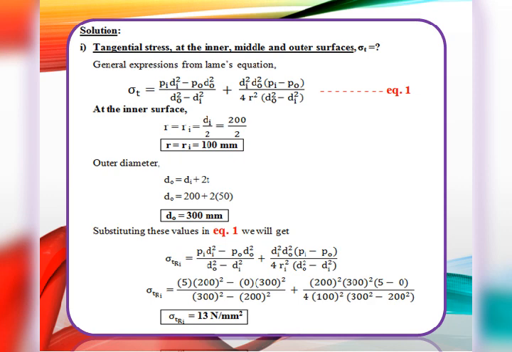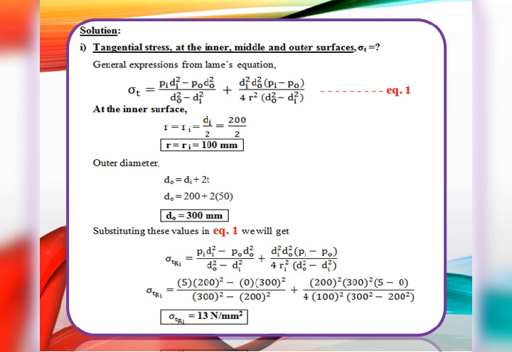Next, substituting these values in equation number 1, we will get (Pi di square minus P naught d naught square) divided by (d naught square minus di square), plus di square into d naught square into (Pi minus P naught) divided by 4 Ri square into (d naught square minus di square).